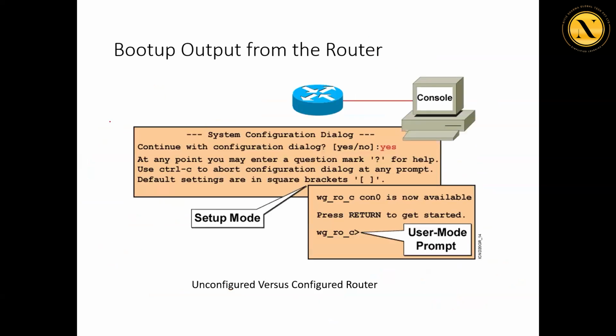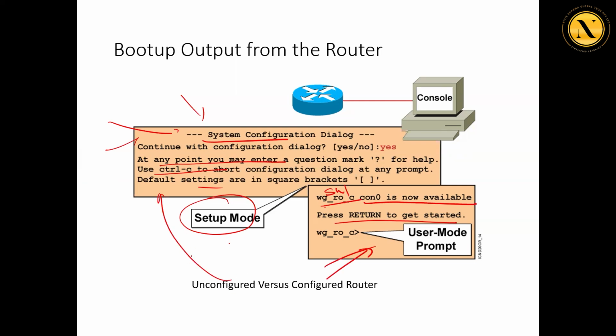Now, this is a setup mode. If you see this output, this is a brand new router, or somebody said erase startup and reload. So it will boot up, all settings gone, coming to factory default, setup mode, right? At any point, you may enter question mark, use Control-C, and so on. But if it boots up like this, let's say switch one, console 0 is now available, press return. So it has already been configured. This is the configured mode versus the unconfigured setup mode.